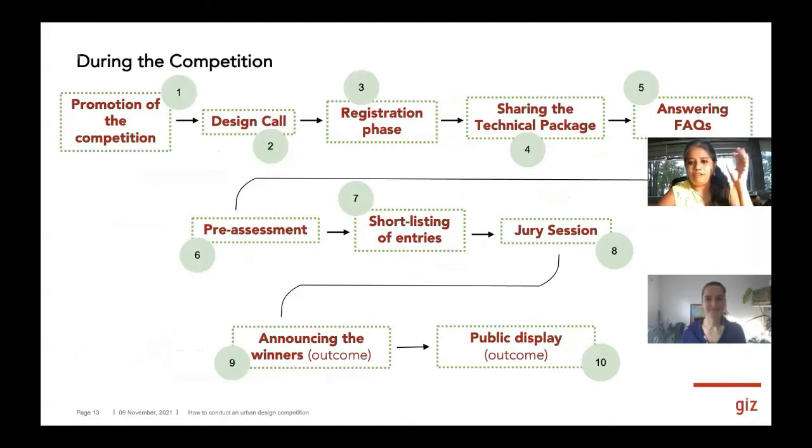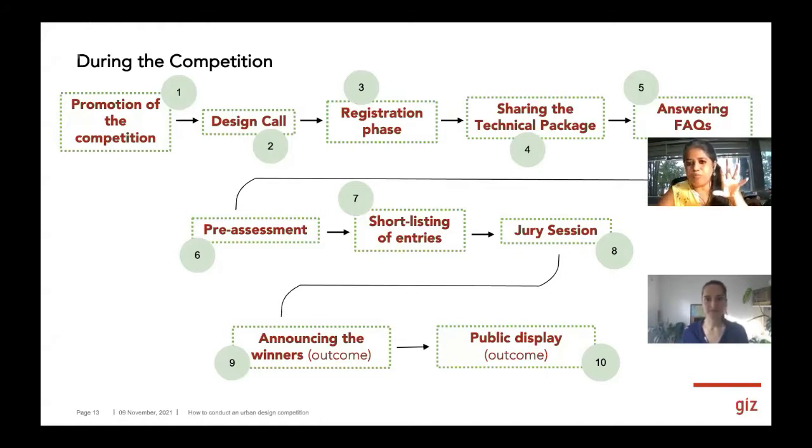So from this process of before the competition, we move into the process of during the competition. And during the competition, the first part was having the first design brief ready for the design call. The promotion of the competitions was the first phase. Then we had the design call, which had the first shout of the design program.